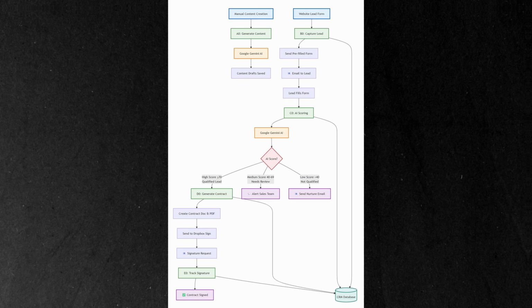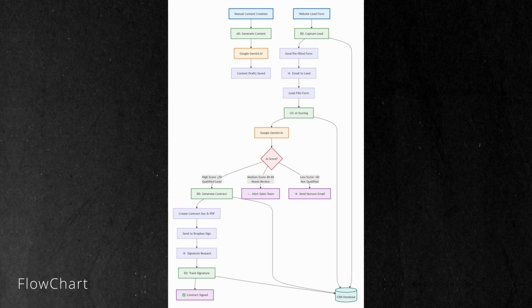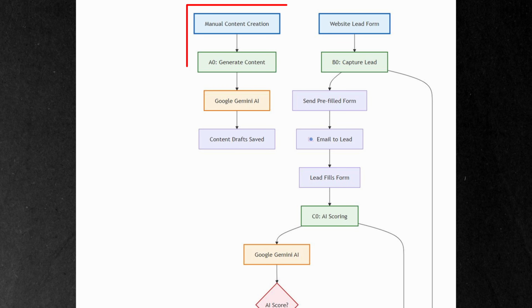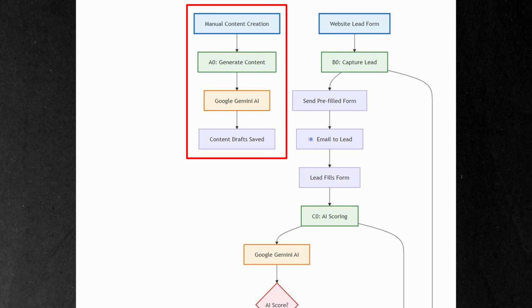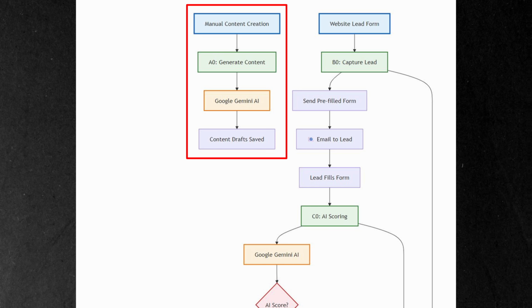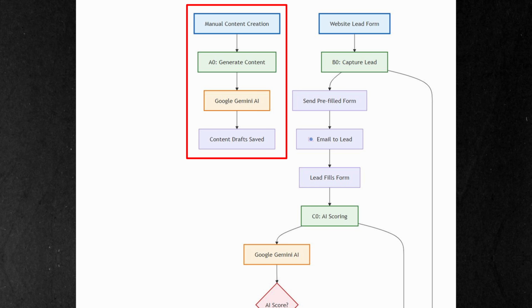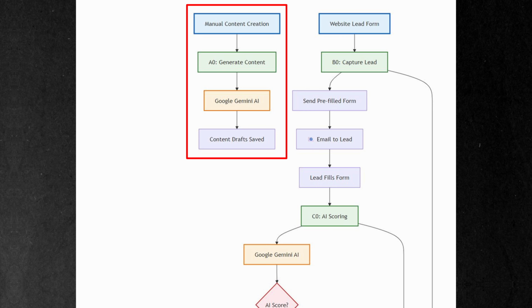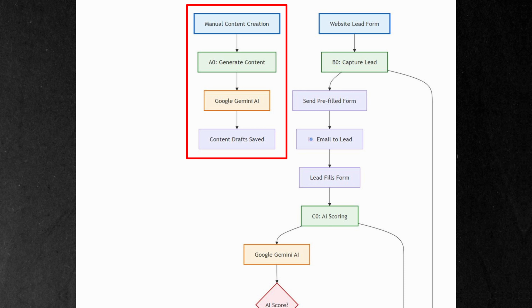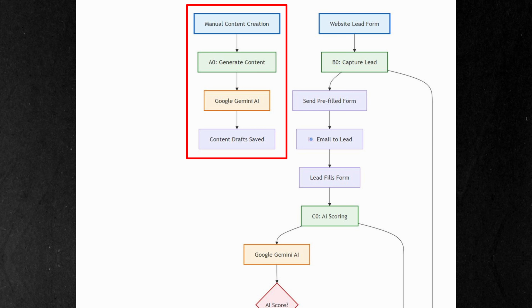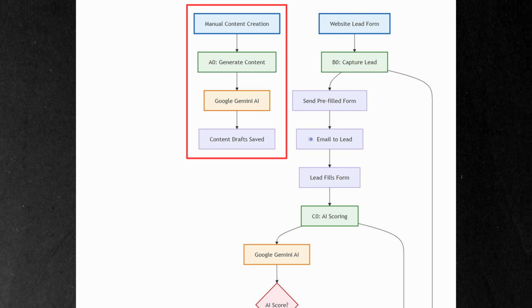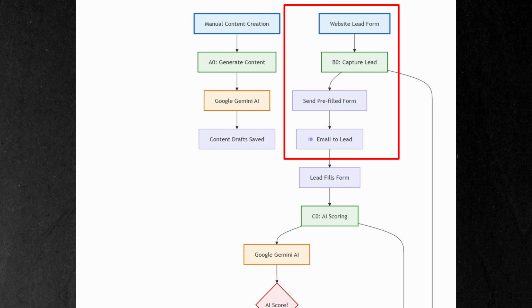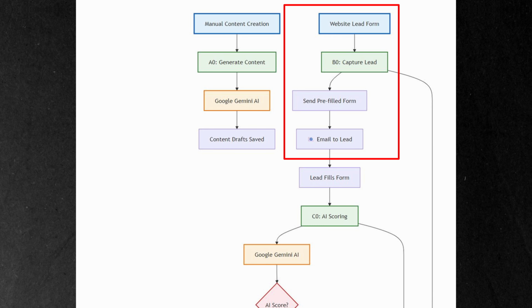First, let's see how the workflow operates following this flowchart. We start with a manual content creation sequence. Based on our base data input, we generate 2 posts using AI. We pick the one we like and post it on LinkedIn, for example, with a hyperlink that directs leads to our landing page. When a user clicks on the hyperlink, they arrive at the landing page and, if interested, fill out the form and submit it. This triggers the BO workflow, which captures the lead and sends a pre-filled form by email.